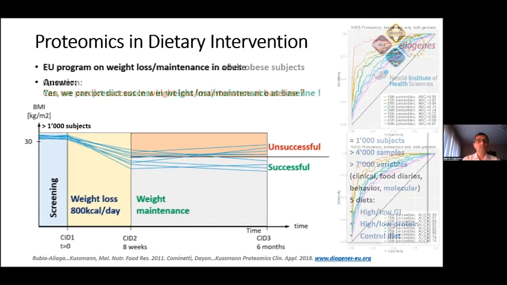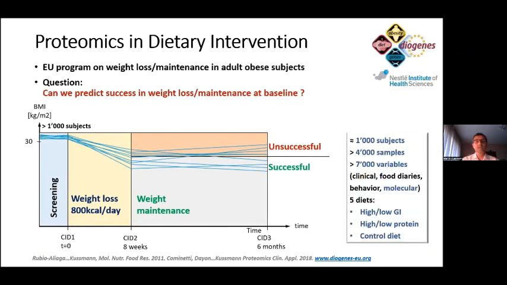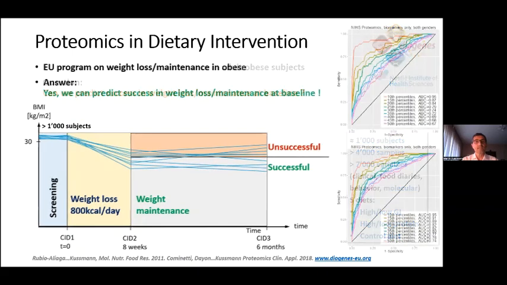Now, the key question was, can we predict success in weight loss and maintenance at baseline? So when you recruit subjects, you do a proteomic analysis, a fingerprint, so to say, can you predict whether they lose weight or not on which diet? And the answer is actually yes, we can.